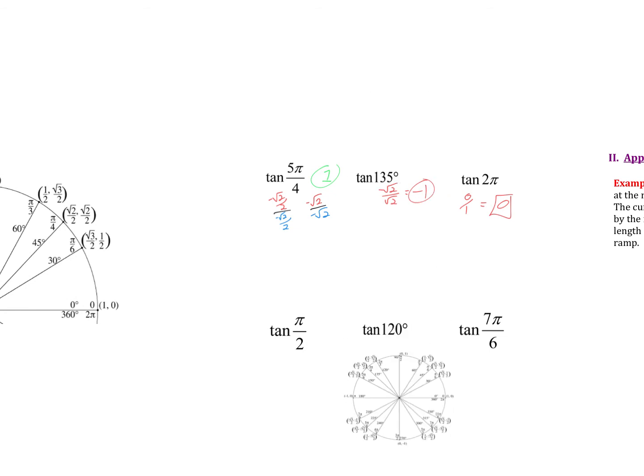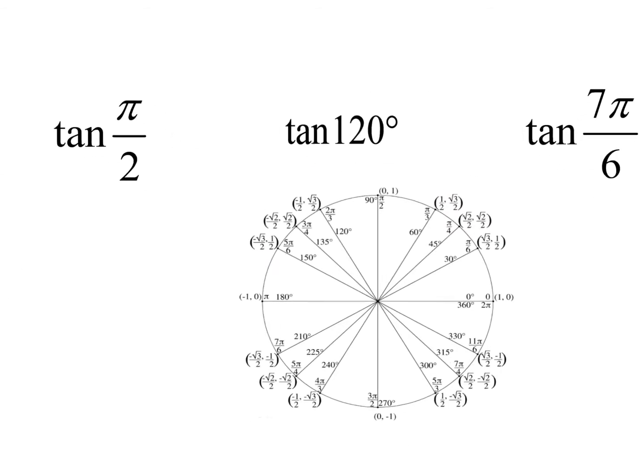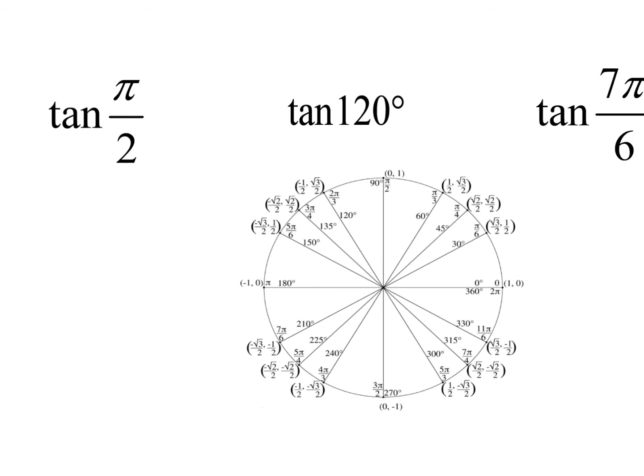Let's see what we have down here. Tangent of pi halves. Well, that's 90 degrees. That would be 1 over 0. We cannot divide by 0. So this would be undefined. Tangent of 120. Second numerator divided by first. Rad 3 over negative 1. Well, that's just negative rad 3.